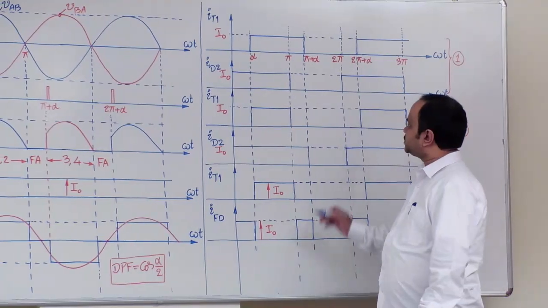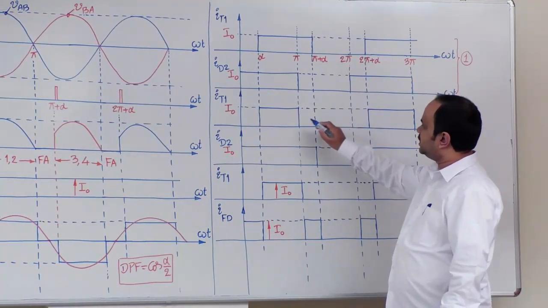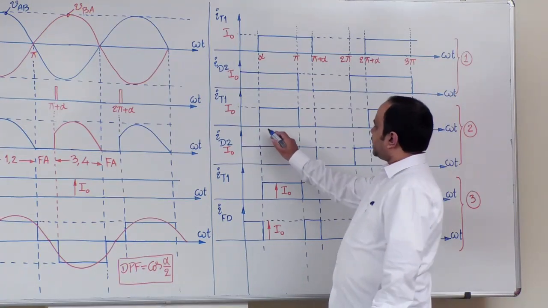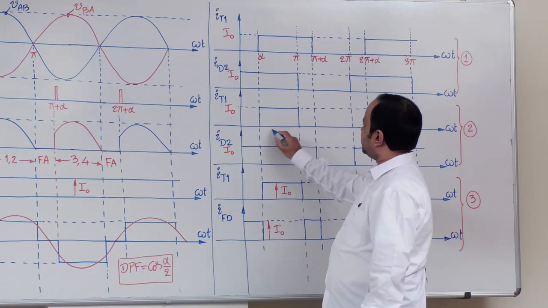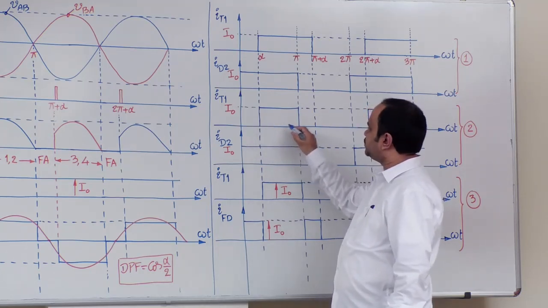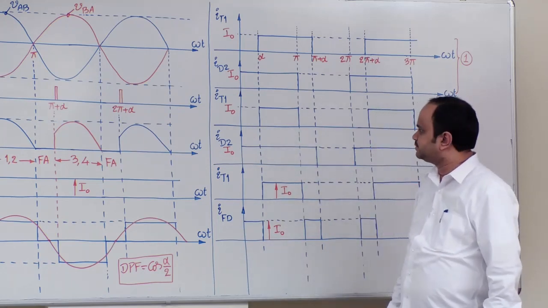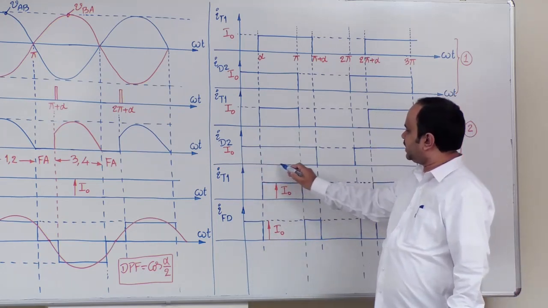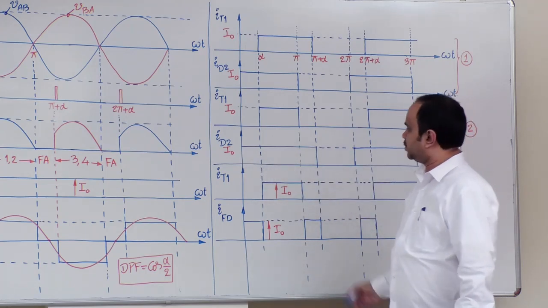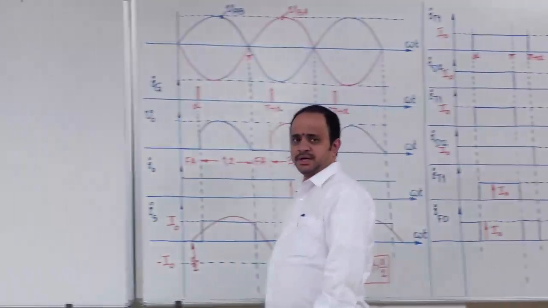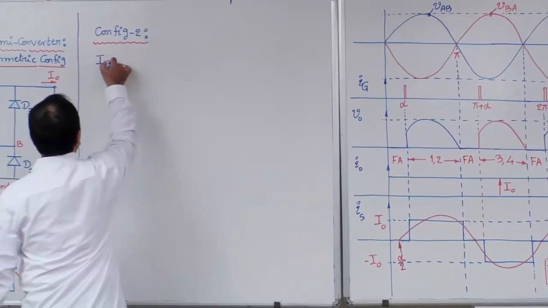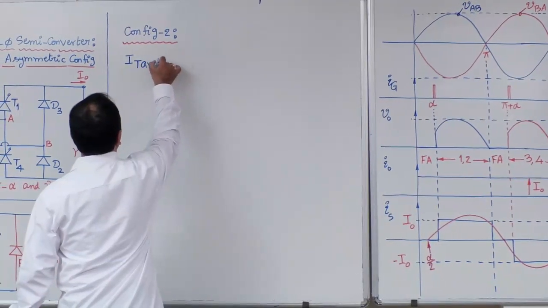Next, let us look into configuration 2, SCR and diode current waveforms. Now I can identify here SCR is conducting for an interval of pi minus alpha. Therefore, pulse duration is pi minus alpha. Whereas diode is conducting for an interval of pi plus alpha. Okay, so let us use these conclusions in order to find average and RMS values for thyristor and diode currents.